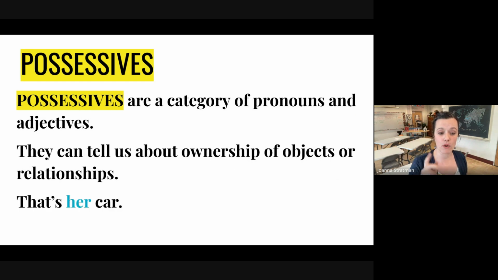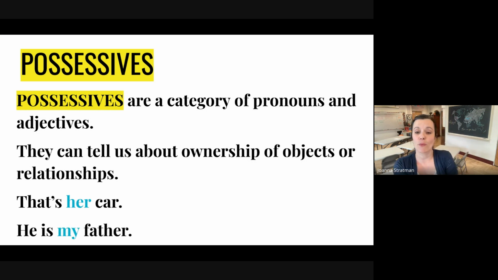So, for example, that's her car. With the word her, we know we're talking about this person. It's not my car, it is this woman's car. That's her car. In a similar way, he is my father shows the relationship between me and my father. So now you know that he is this position in my life.